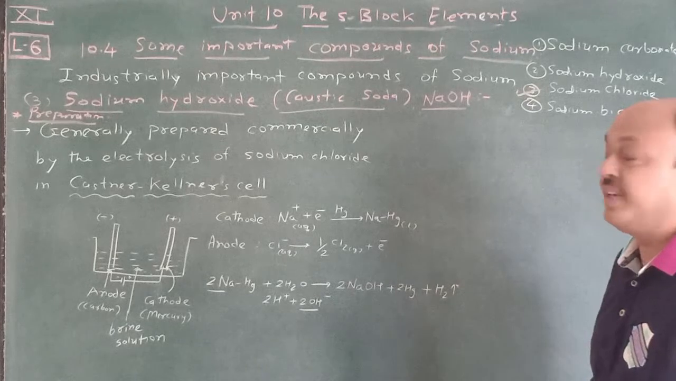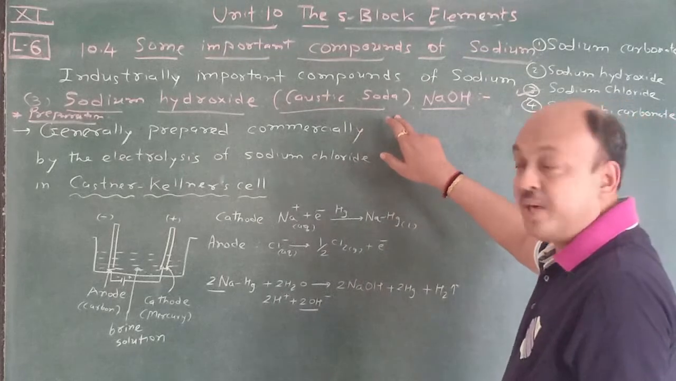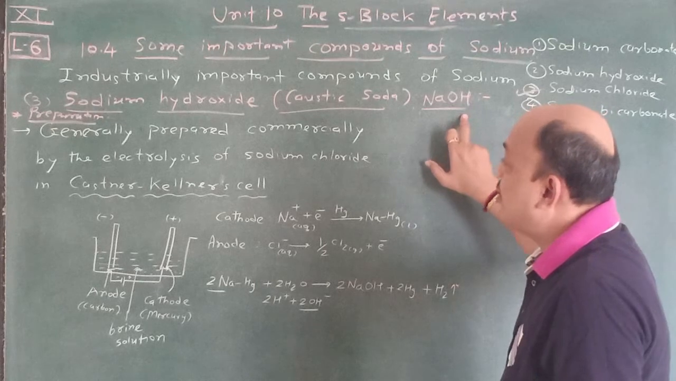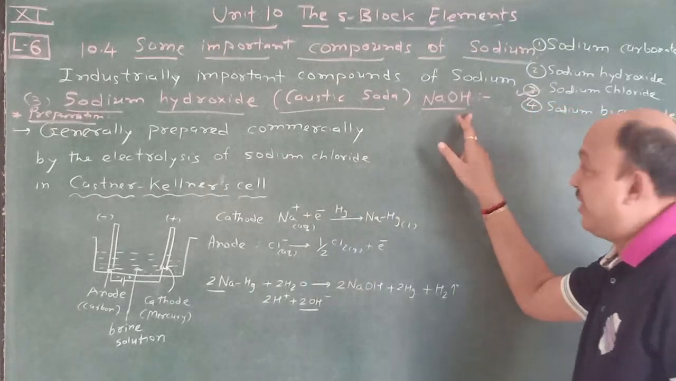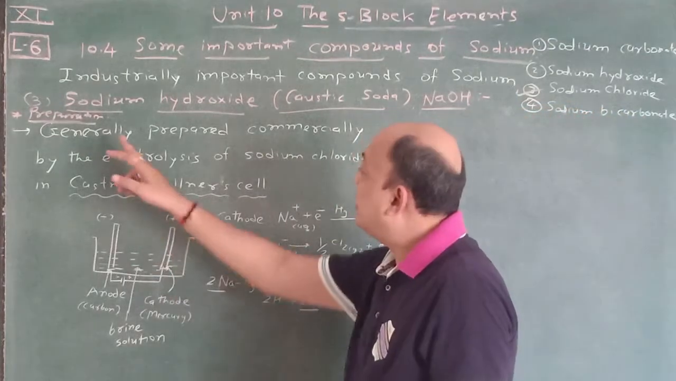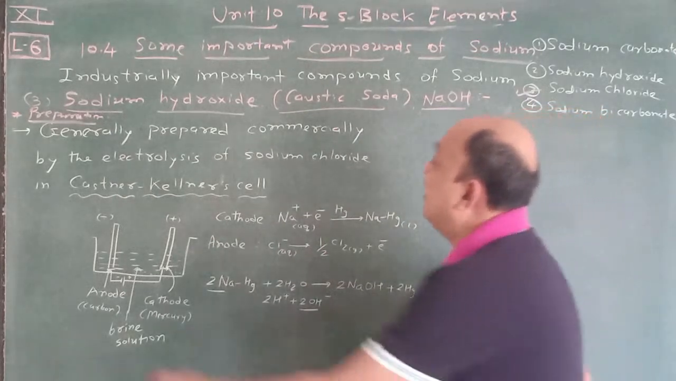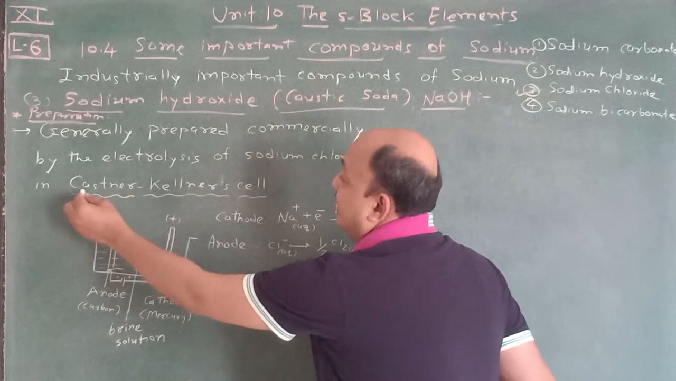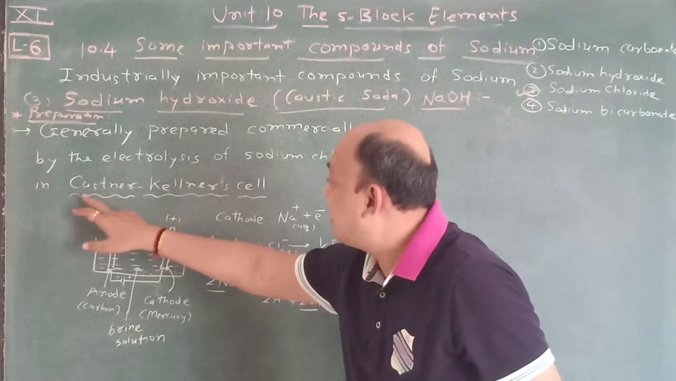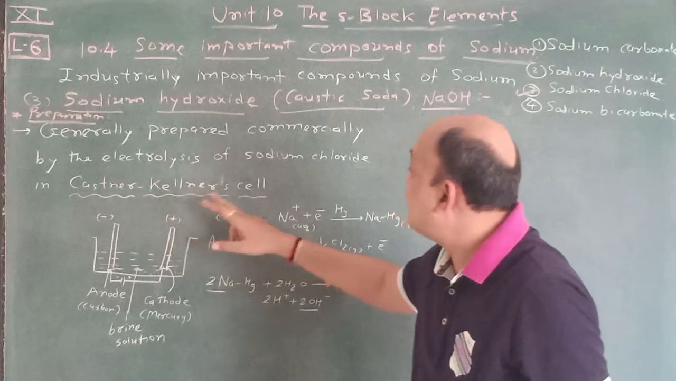Now we move to the next compound, sodium hydroxide, known as caustic soda, with the formula NaOH. Sodium hydroxide is generally prepared commercially by the electrolysis of sodium chloride in the Castner-Kellner cell. The T is silent: Castner-Kellner cell.